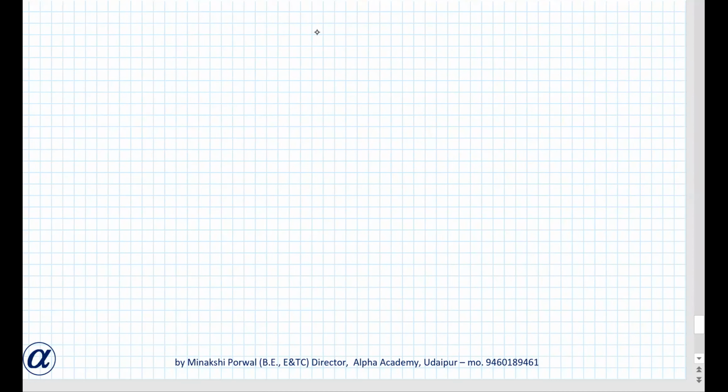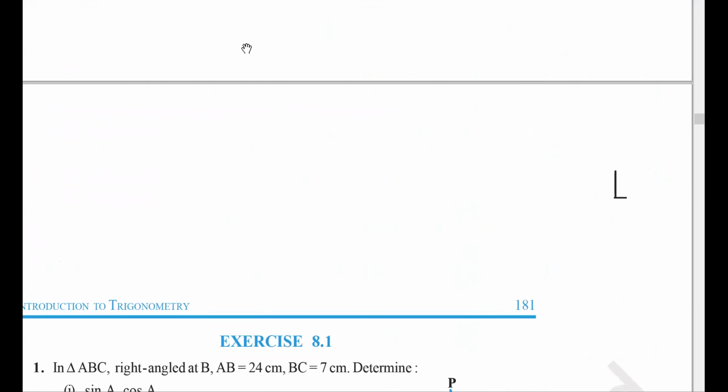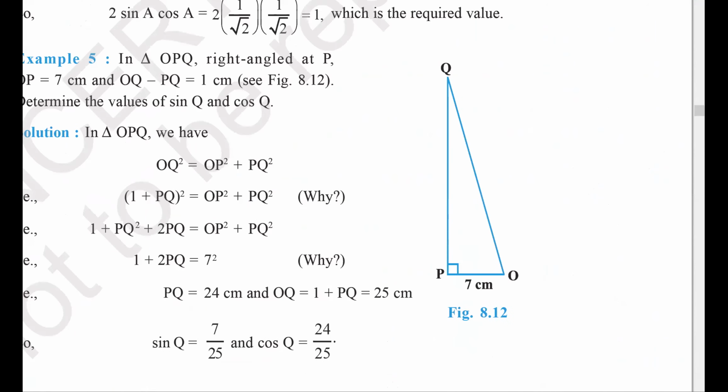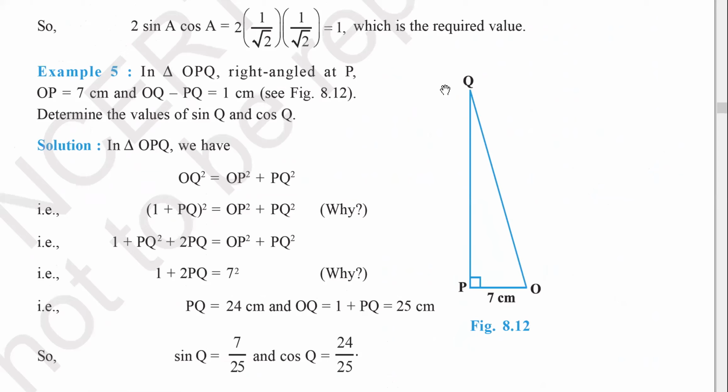Now example 5 is there. That is somewhat tricky, somewhat difficult. So in triangle OPQ, you can see on my screen and even in your book, triangle OPQ, which is right angled at P, OP is given 7 and we are given OQ minus PQ is 1. We have to find the other trigonometric ratios.